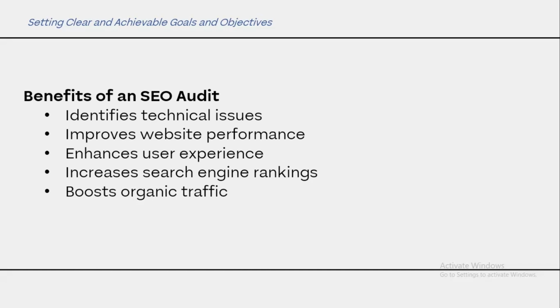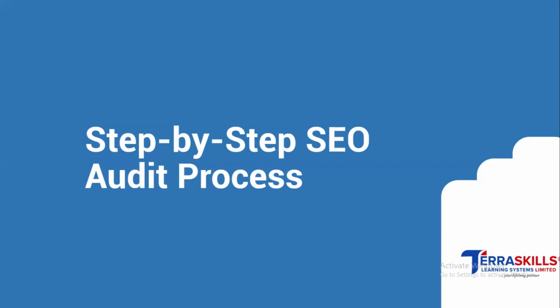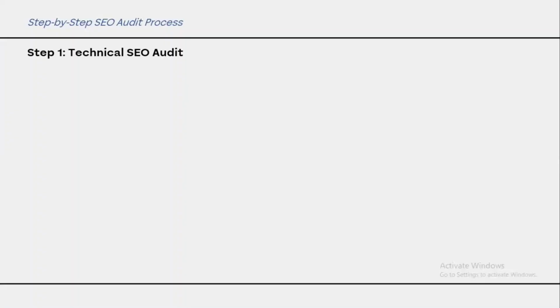So let's look at a step-by-step SEO audit process. Conducting a thorough SEO audit involves several key steps. Each of the steps targets different aspects of your website to ensure a comprehensive optimization. Let's start with the first step, which is the technical SEO audit. The technical SEO audit helps you to evaluate the technical aspects of your website to ensure search engines can crawl and index your site efficiently.